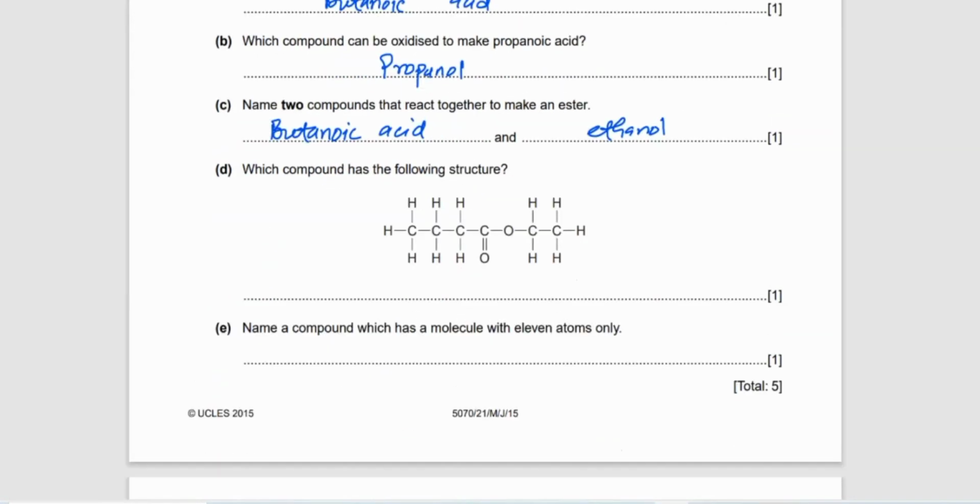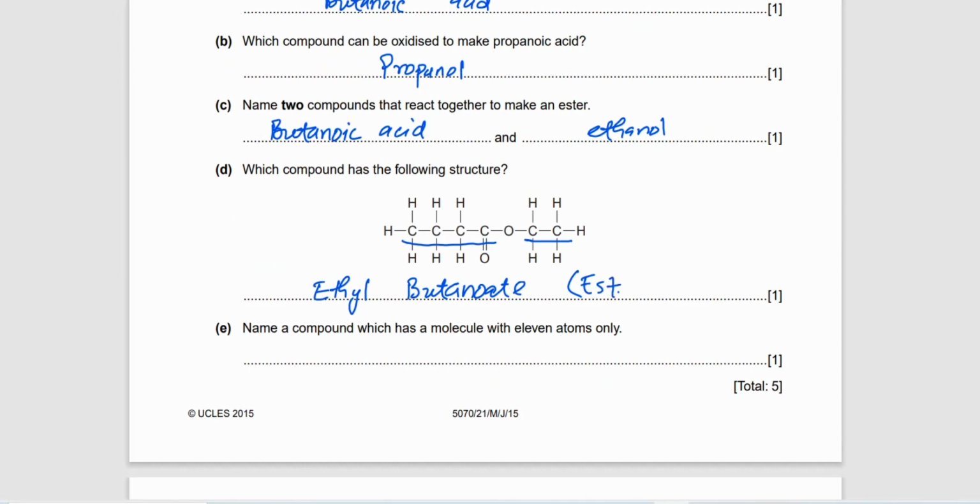Okay, here we have: which compound has the following structure? Its name is ethyl and this is butanoate. Ethyl butanoate. This ethyl comes from ethanol, or ethyl alcohol, and this butanoate comes from butanoic acid. So this is an ester.